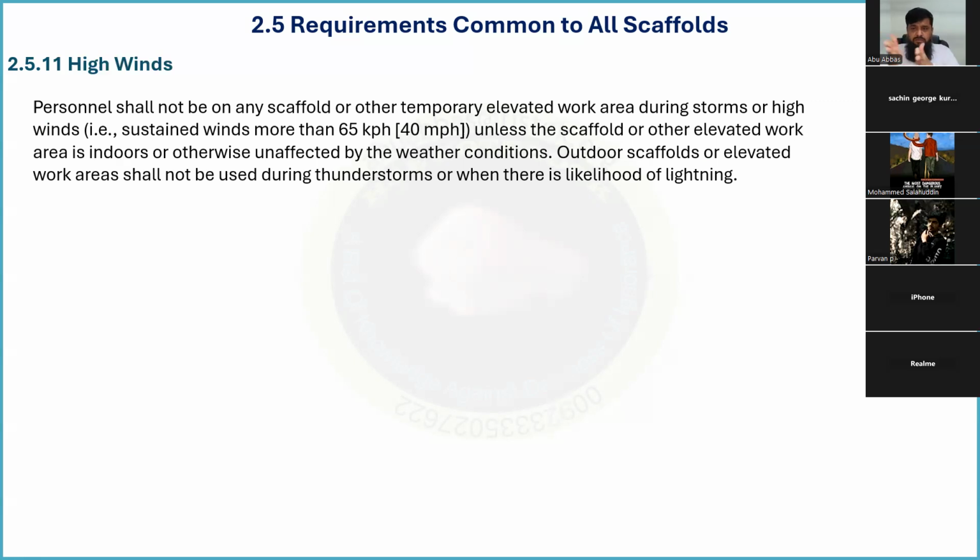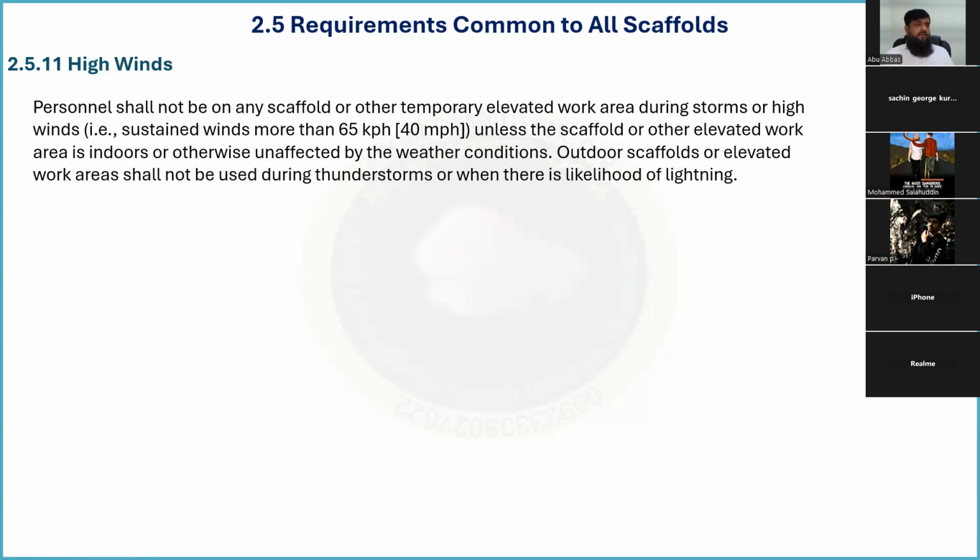But again, there will be other wind factors. And when it changes direction, that is another thing. Unaffected by the weather condition, outdoor scaffold or elevated work areas shall not be used during thunderstorm or when there is a likelihood of lightning. Definitely, we know that electricity is looking for the shorter path. At elevation, there are more chances of being struck by lightning.